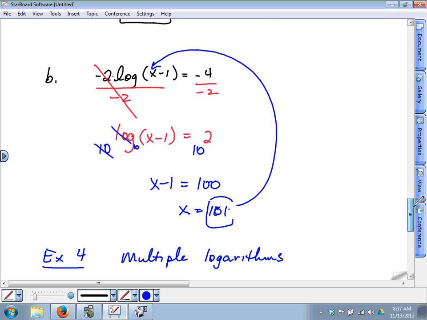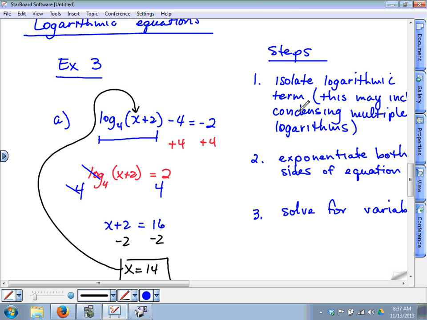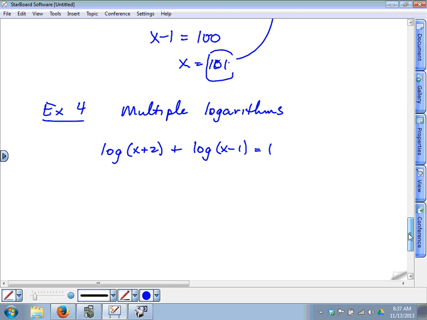So if you look back at what I had you write for step 1, this may include condensing, keyword there, condensing multiple logarithms. So this is referring back to last time's lesson, 4.4. Why did we learn about condensing logarithms? It's for this purpose. At least for this class, this is the only purpose for learning how to condense logarithms: to solve logarithmic equations. If there's a plus sign between two logarithms that have the same base, it's important that they have the same base, otherwise you can't condense them.